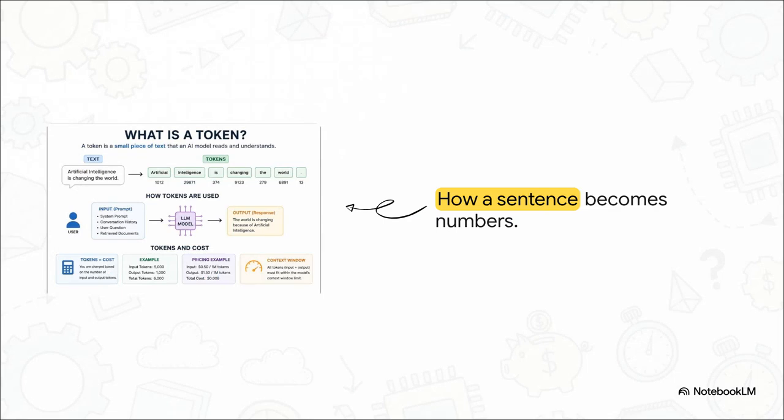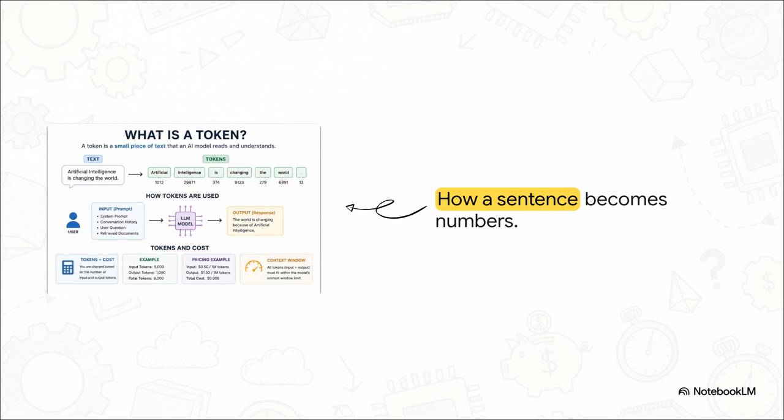To see how this works simply, let's take a look at the phrase, "artificial intelligence is changing the world." Now, when you feed that into an AI, it doesn't read the sentence smoothly like you or I would. It literally chops it up mathematically. The word artificial becomes one token, and it gets assigned the number 1012. Intelligence gets the number 29,871. The word is gets 374. Changing becomes 9123. The is 279. And world gets 6891. And the meticulous nature of this process is just fascinating to me.